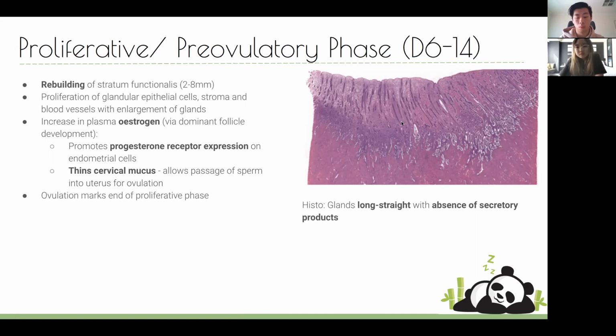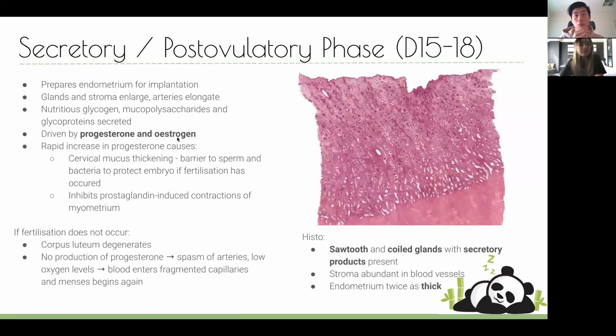So you can see they're long and straight, but they're quite thin, right, because there's nothing in them. That's basically all you have to know for that bit.